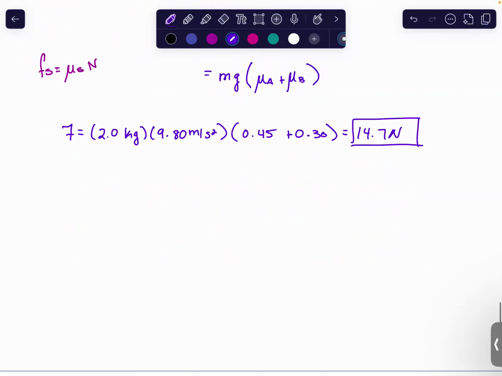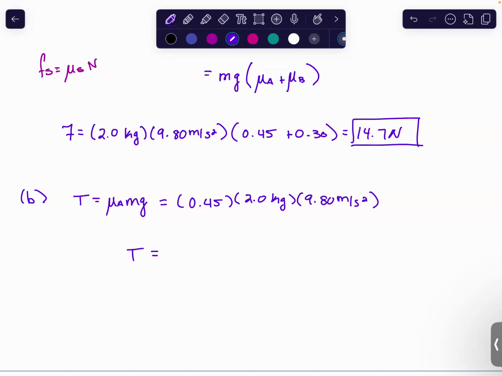So then part B said, what's the tension in the cable between the two? Well, remember tension we solved. It's going to be the static friction coefficient for block A, mass times gravity. And so the tension between the two blocks is 8.82 newtons. So there's problems 3 and 4 from the week 3 assignment.